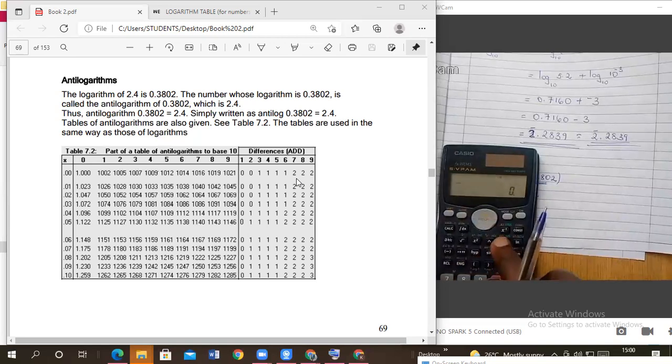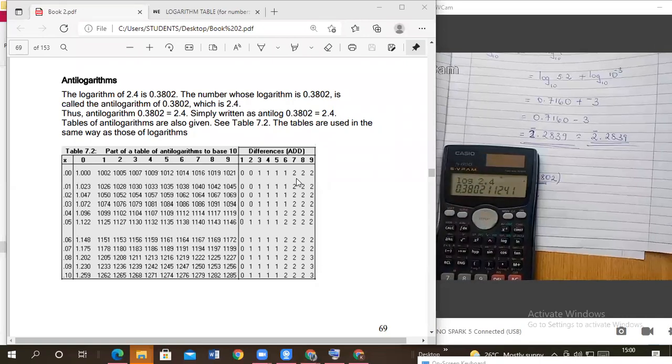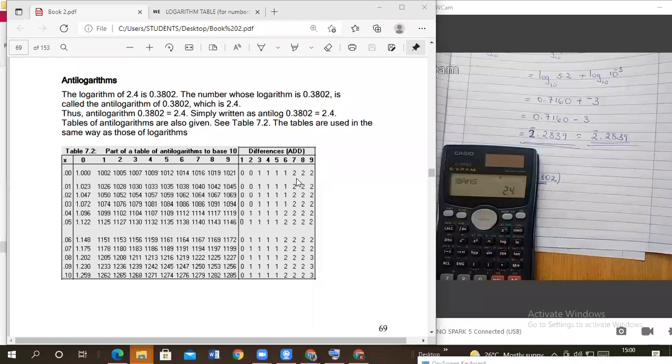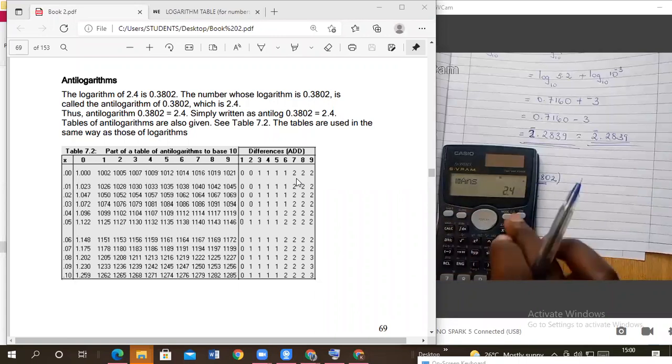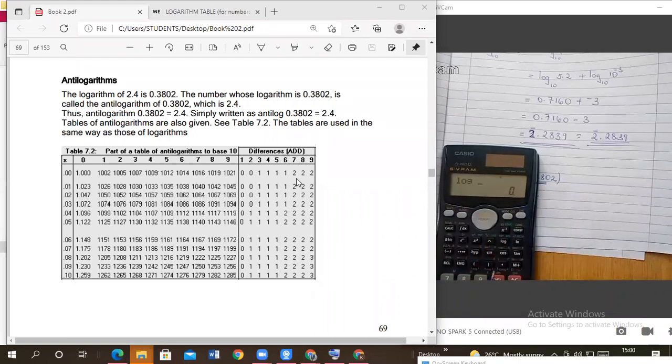Take for example, I will press log of 2.4. The answer is there, not so? But if I want to get 2.4 back, I press shift, then log, anti-log. Now I want to get that number back, so for that answer, I will press shift, log. Have you seen it?